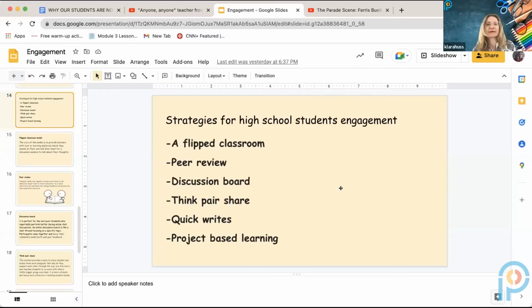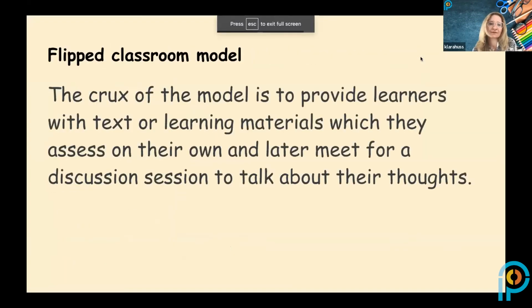I think that there are 2 more slides. So I think we can kind of just mention those strategies for high school students engagement. So for me, the strategy number 1, have a good relationship with a facilitator. Then there are several kind of nice strategies: a flipped classroom, peer review, discussion board, think, pair, share, quick writes, project-based learning. I am sure that you have been using all of those, or you're applying all those strategies. It's just a name for certain things that we have been doing.